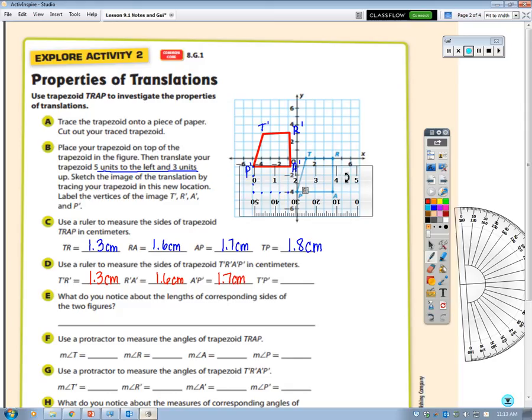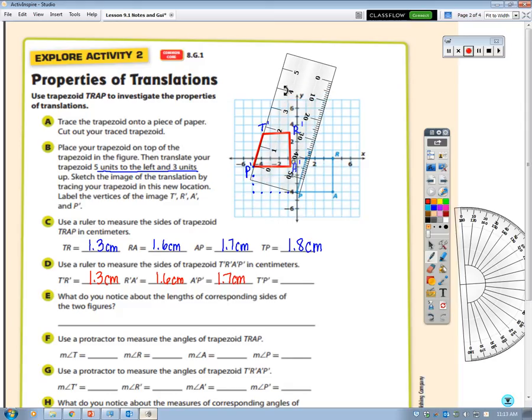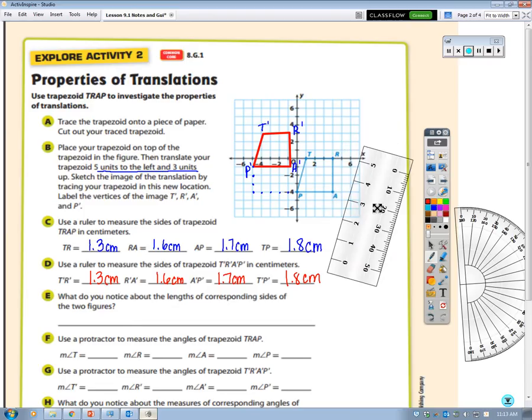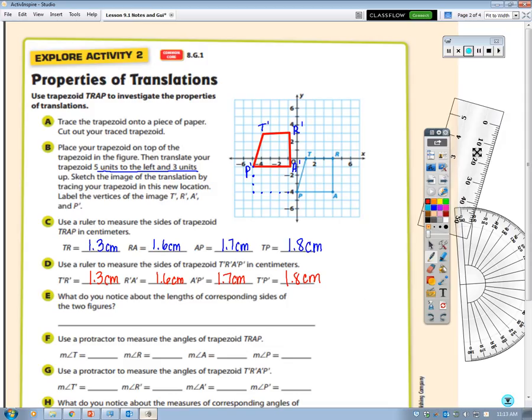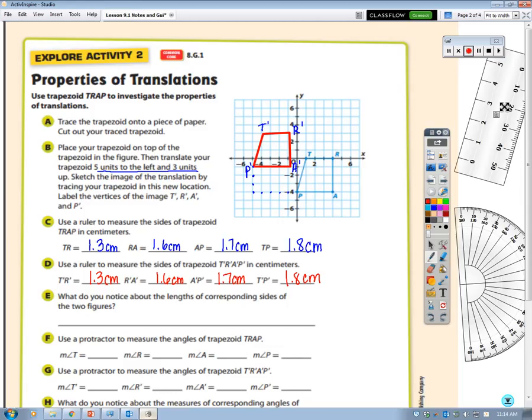And then one more rotation. Pretty close, right across. Looks like we are sitting at about 1.8. Okay, so you could find that there might be a little bit of error depending on how accurately you cut out your trapezoid. So there's a little room for error, but what you should find is that the side lengths are the same for translations.